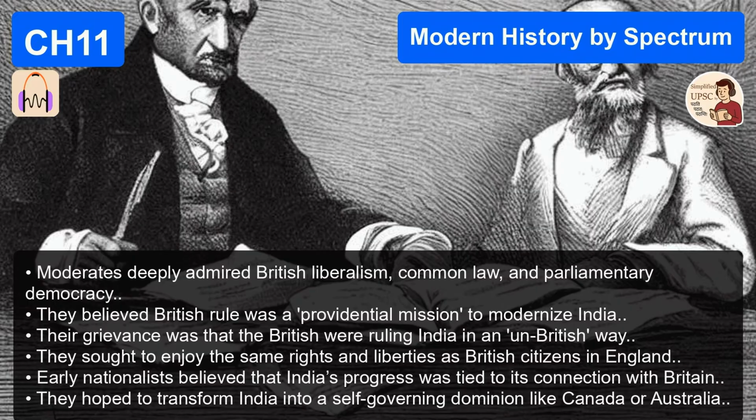the same system. This economic critique demanded the Indianization of industry. It demanded the reduction of crushing land revenues and the abolition of the salt tax. It laid the complete intellectual groundwork for the Swadeshi movement, and later, Gandhi's entire economic philosophy. It is an incredible intellectual legacy.